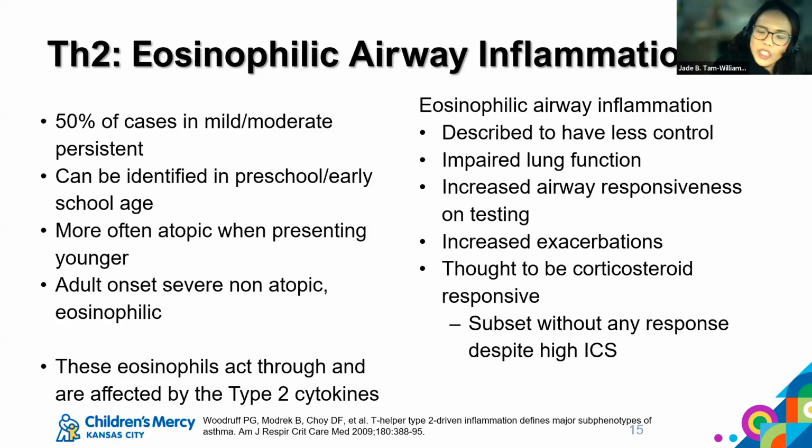There's studies that show that they're about half of mild to moderate persistent. Some of them show up really early. If they show up really early, they think these kids seem to be more allergic, whereas if they show up more as an adult, maybe they're less allergic. And again, these eosinophils act through and are affected by type 2 cytokines.